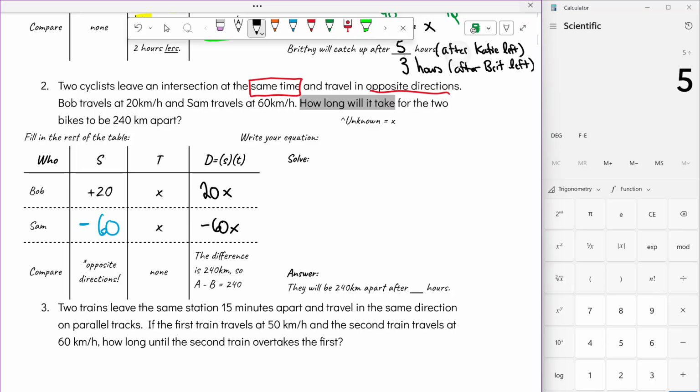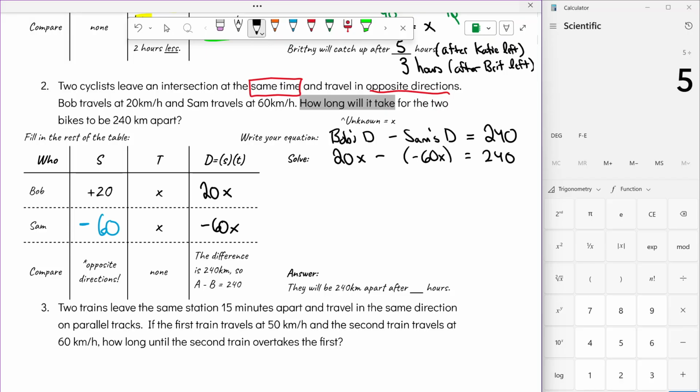We're going to take Bob's distance, and we're going to subtract Sam's distance. Maybe we'll use D here just to make this fit a little bit nicer. And when we subtract those two, they should have a difference of 240. They're 240 kilometers apart. Okay, let's go ahead and fill in. We said Bob's distance was represented by the quantity 20x. We want to subtract Sam's distance. Sam's distance is the quantity negative 60x. The difference of those is going to give us 240 kilometers.